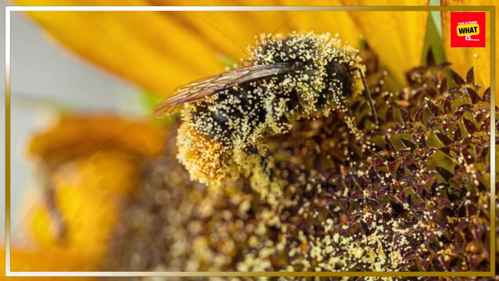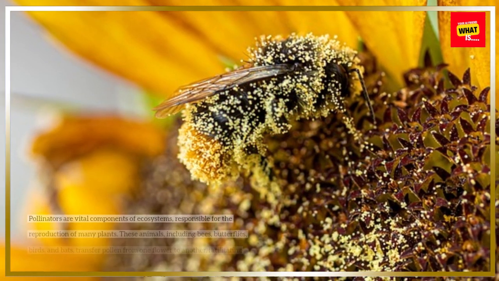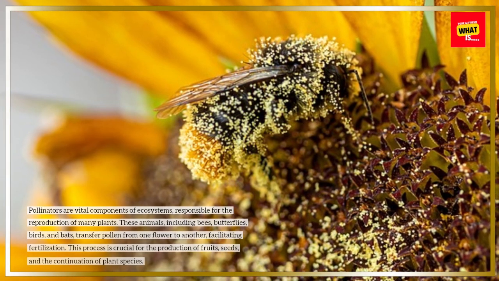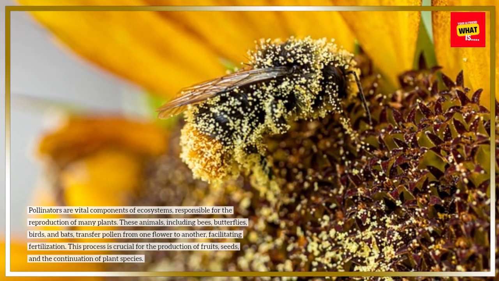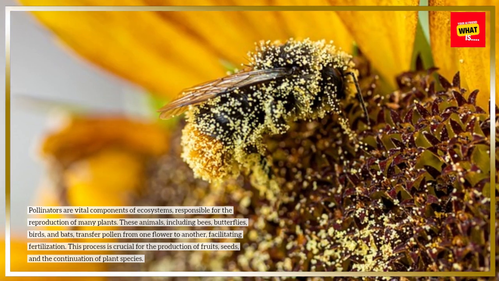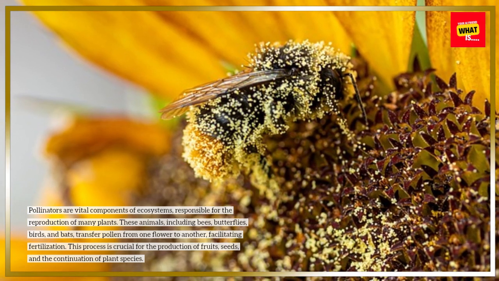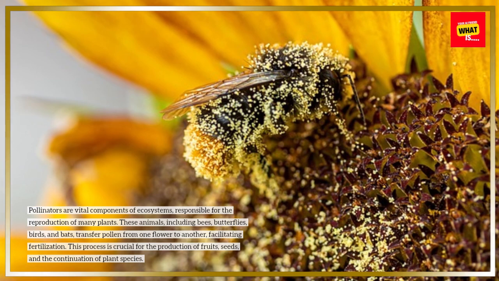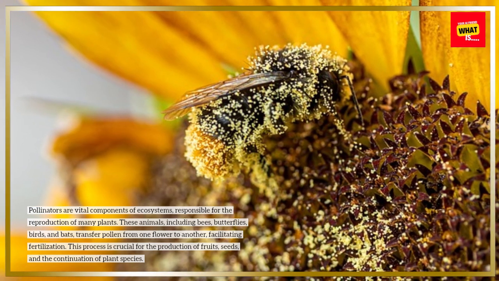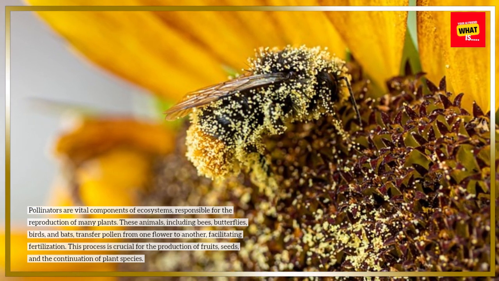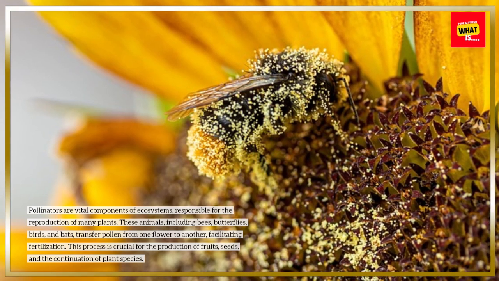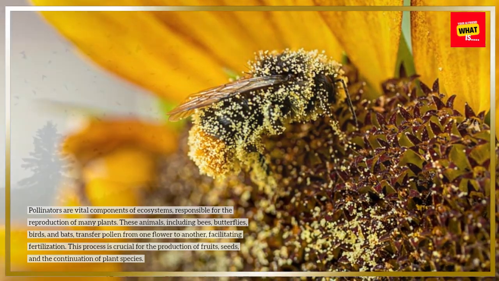Introduction to pollinators. Pollinators are vital components of ecosystems, responsible for the reproduction of many plants. These animals, including bees, butterflies, birds, and bats, transfer pollen from one flower to another, facilitating fertilization. This process is crucial for the production of fruits, seeds, and the continuation of plant species.